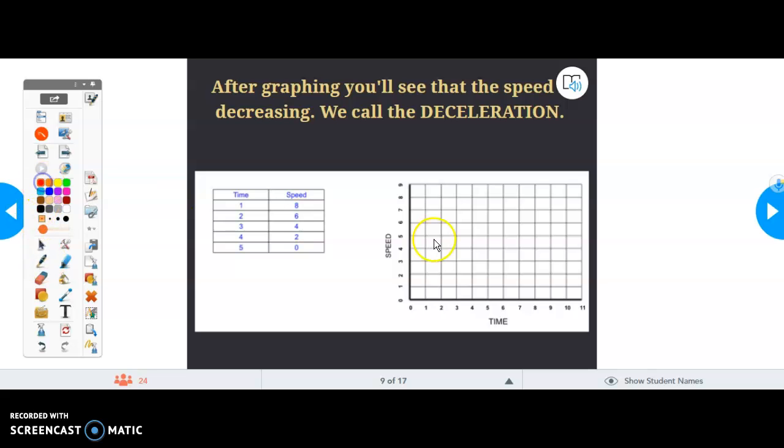All right, so 1 is 8. That's not a problem. 1 is 8. 2 is 6. 3 is 4. Oops, yeah, I got that. 4 is 2, and 5 is that. So we're going back to the starting point.